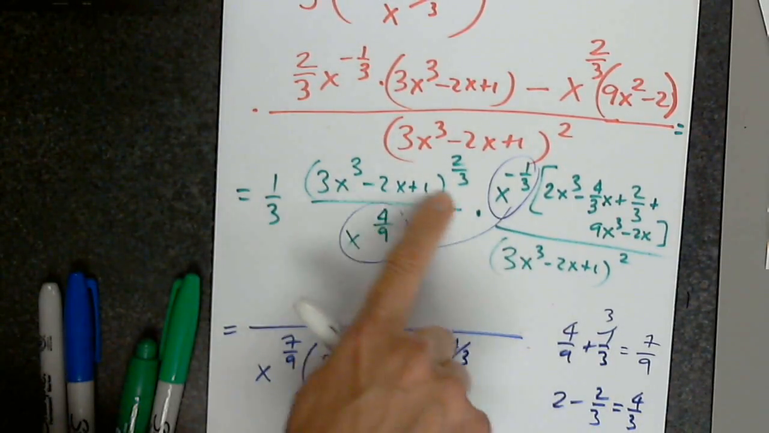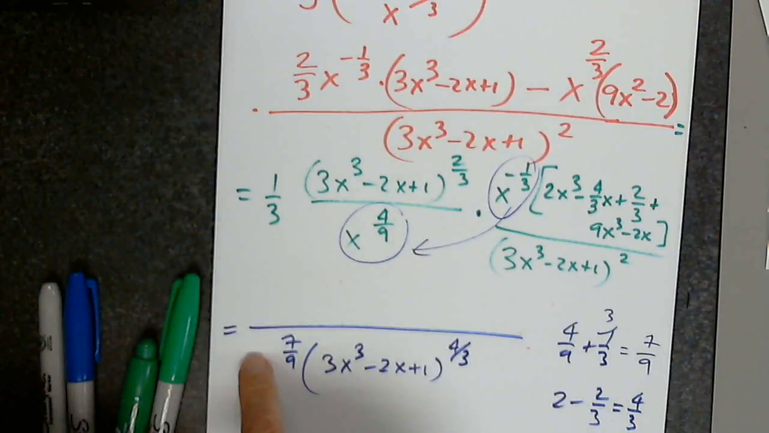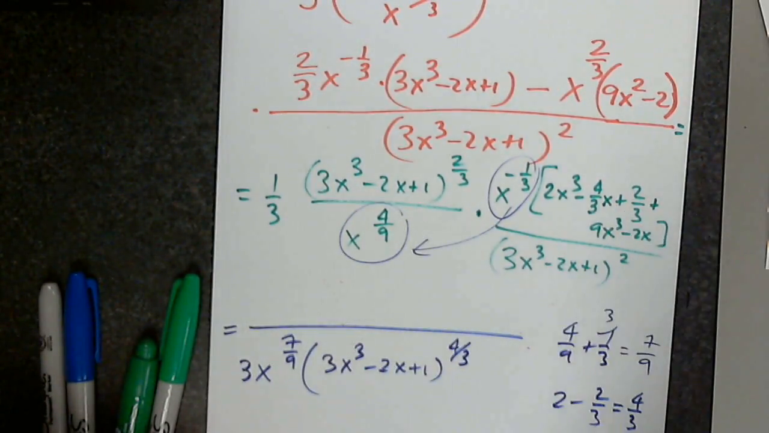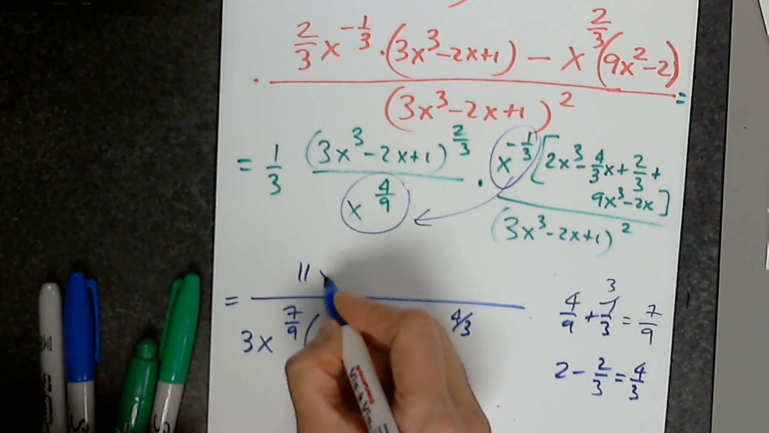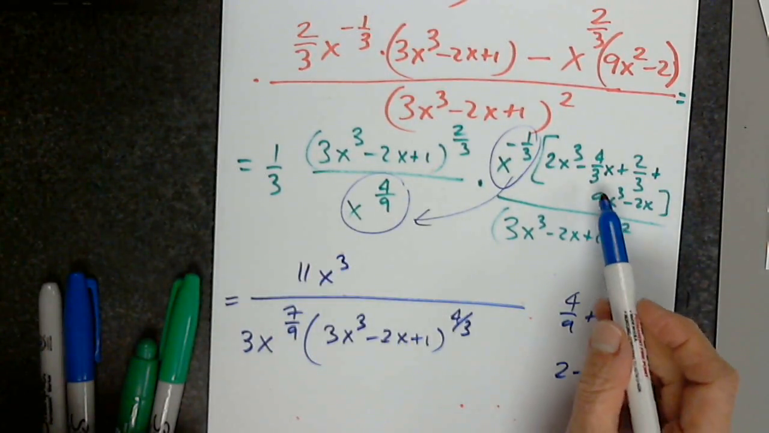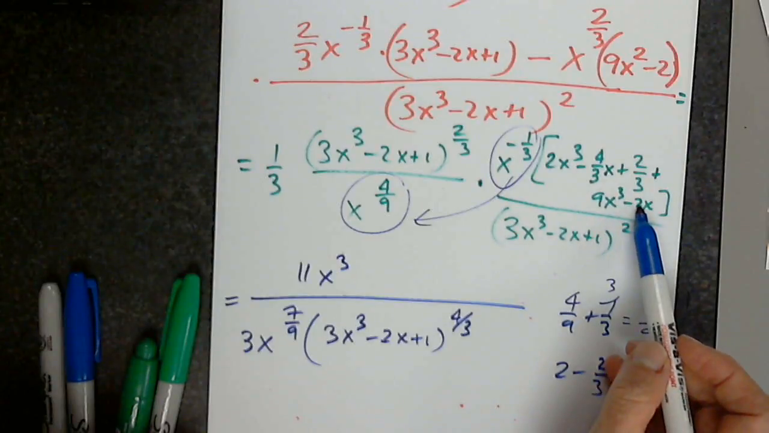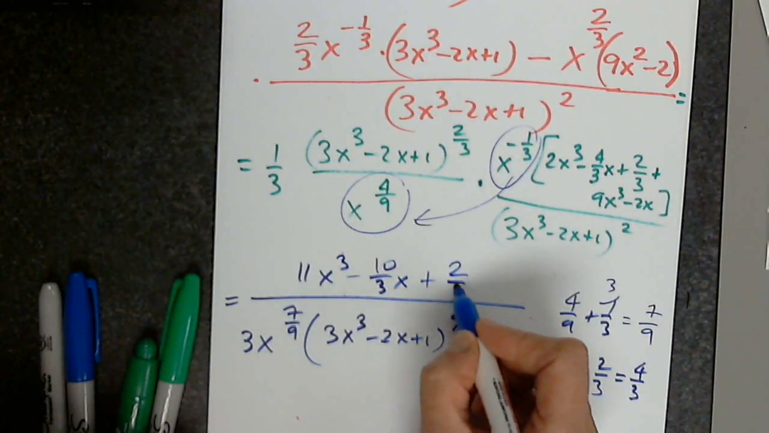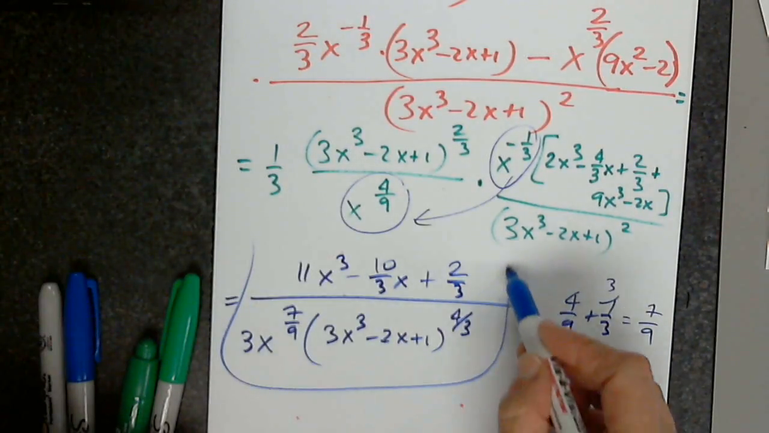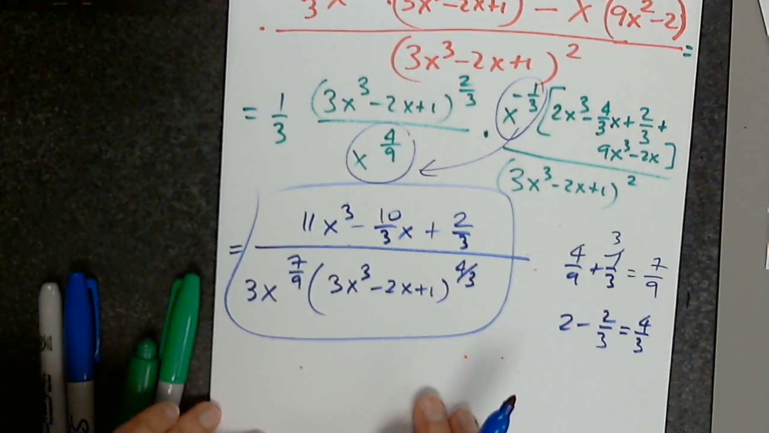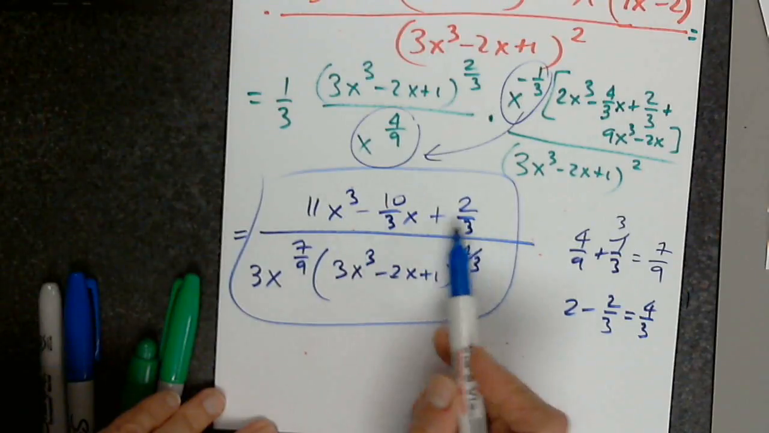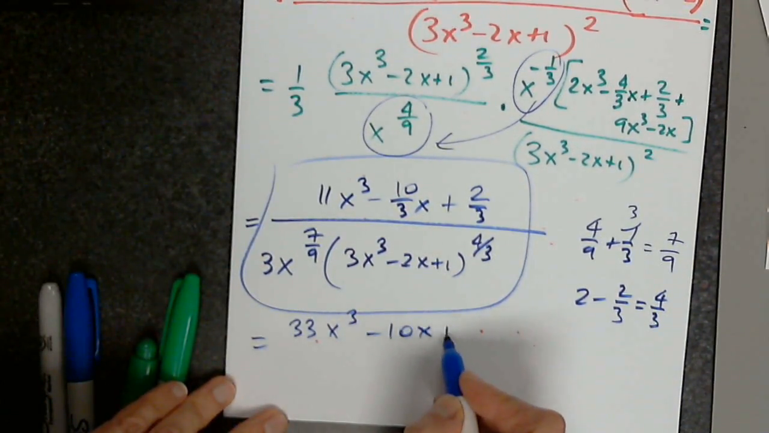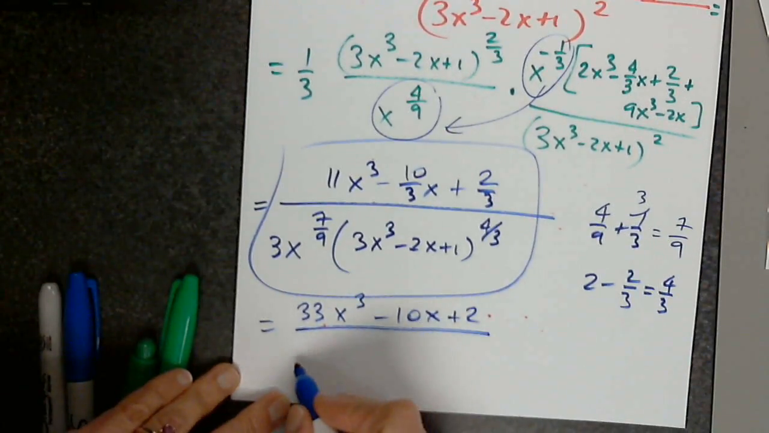So these are together here. I have a 3 in front from 1/3, and whatever that is, 11x to the third. 3 times 2 is 6 minus 10/3 x and plus 2/3. One more step, find the least common denominator. This is, as I said, awful. X to the third minus 10x plus 2.